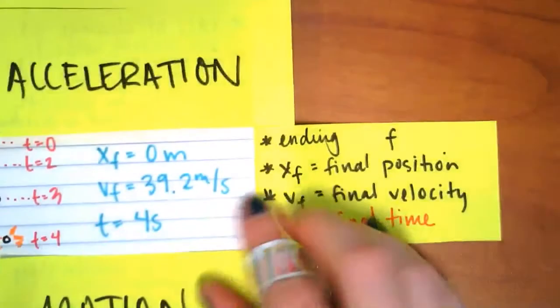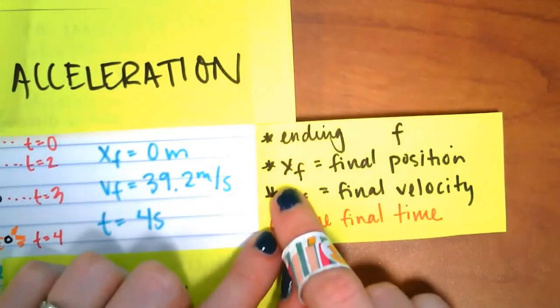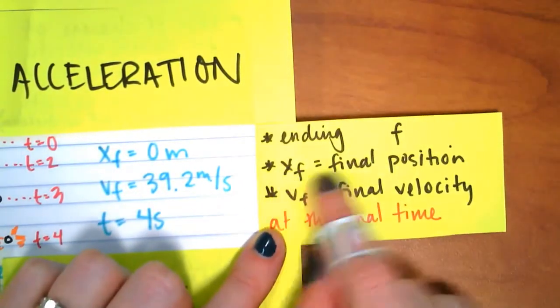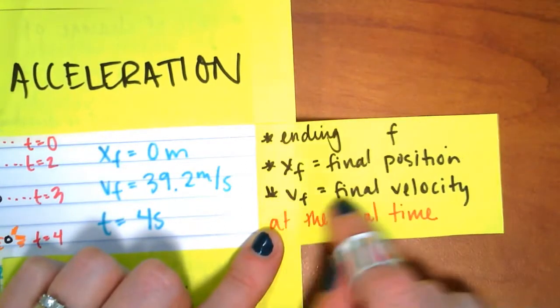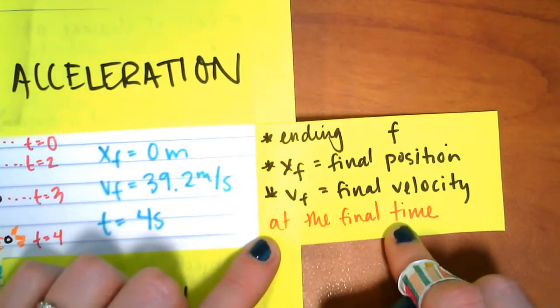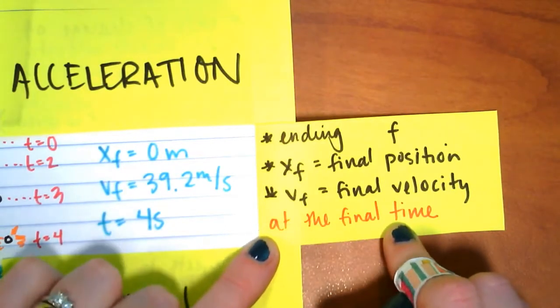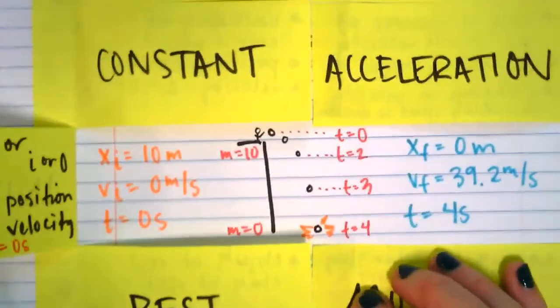On the other hand, final is the ending of some criterion. So x with a little f is our final position. v with a little f is the final velocity. The final time is usually something that we can measure, something that's given, and occasionally something we have to solve for. So here's a scenario that compares and contrasts these two.